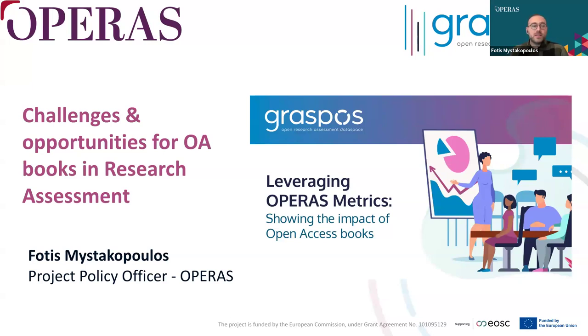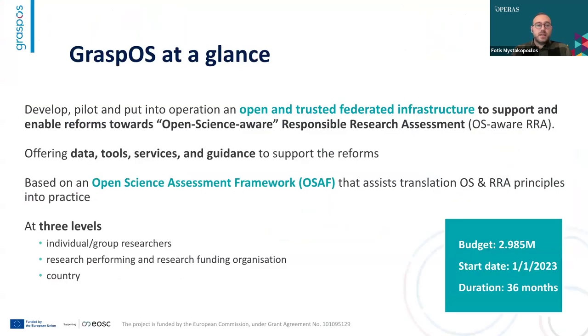Today the focus is on OPERAS metrics, as we said, but before we jump in and talk about the service specifically, let's listen a little about the surrounding environment and landscape of open access books and how that relates to research assessment. First is a quick overview of the GraspOS project. We are developing an open infrastructure that is going to produce next generation research metrics and indicators. As part of the infrastructure, we will have data, tools, services, and guidance in the form of checklists and templates. All of these are informed by the Open Science Assessment Framework, which translates the open science principles and the responsible research assessment principles into practice.